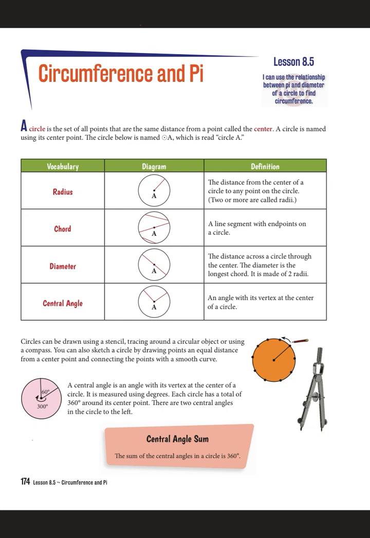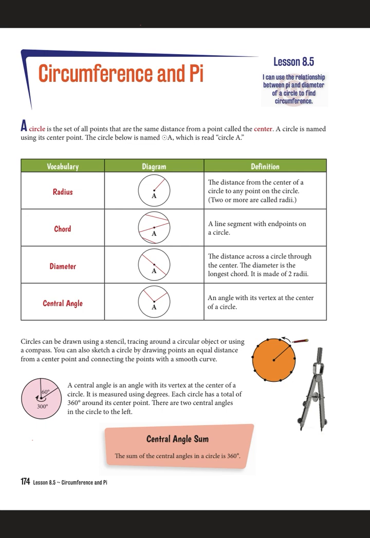And the last vocabulary word is central angle. You have a diagram there in the middle, and a central angle is an angle with its vertex at the center of a circle. Circles can be drawn using a stencil, tracing around a circular object, or using a compass. You can also sketch a circle by drawing points at an equal distance from a center point and connecting the points with a smooth curve.